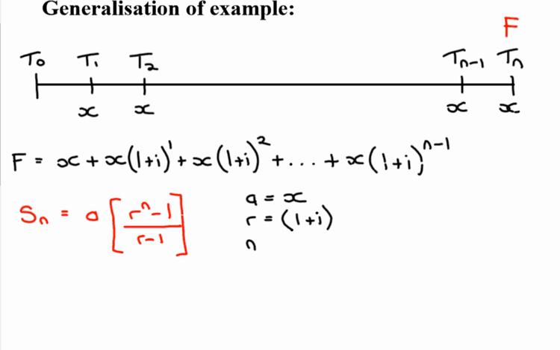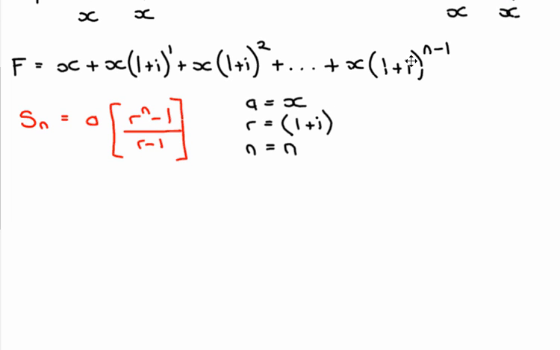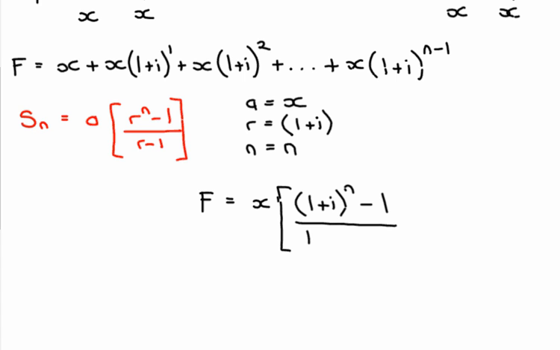And our n, well, that's still just n. So let's plug it into our formula. Remember, we're dealing with future value, so I've got that my future value is equal to A, which is X, open my brackets, and now I've got my R to the power of n, so that's 1 plus I to the power of n minus 1 over R, which is 1 plus I, minus 1.